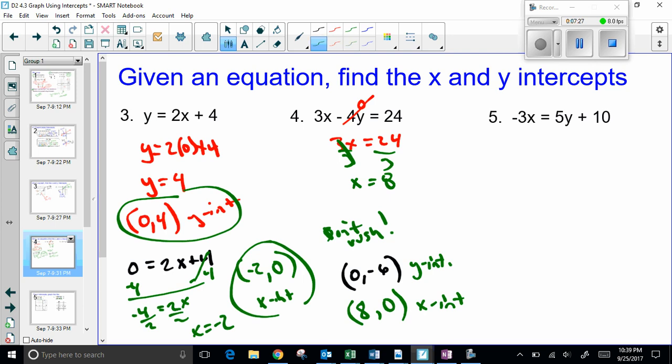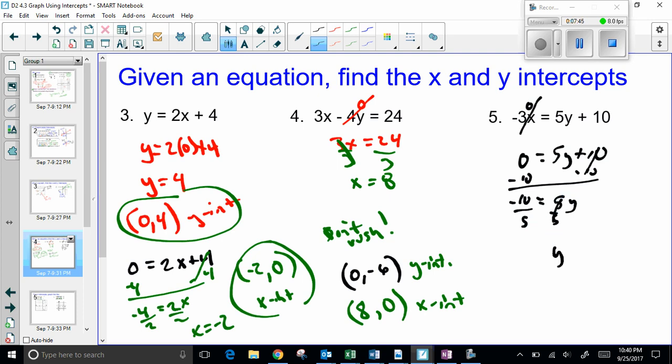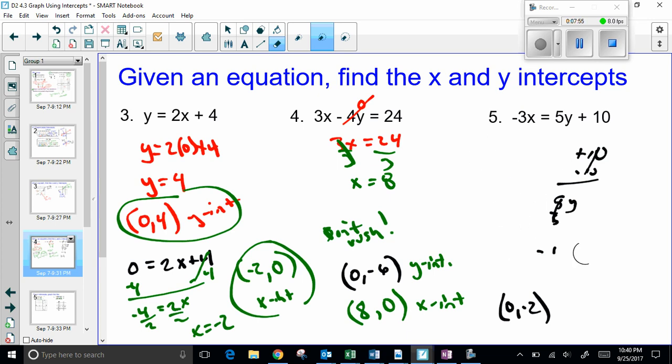Last one, here we go. When x is 0, this is going to cancel out. That basically makes 0 equal to 5y plus 10. So I subtract 10, and I get 5y equals negative 10. I divide by 5 on both sides, and it's y equals negative 2. So my ordered pair is when x is 0, then y is negative 2. That's my first point. I'll cheat and do all the erasing, and then you guys have to find a spot.